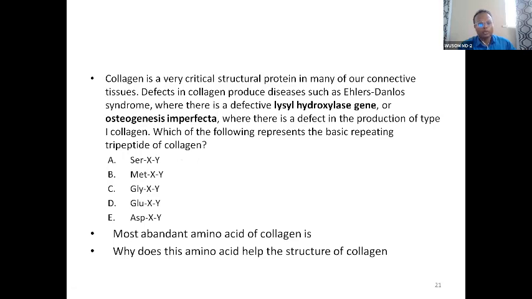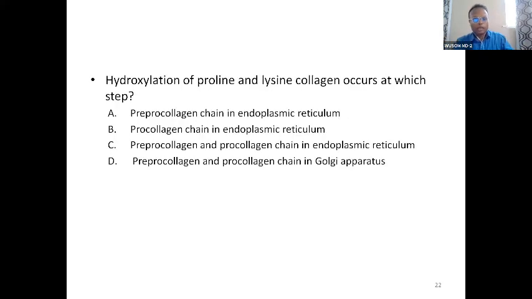Glycine is the abundant amino acid in collagen. Why does this amino acid help the structure of collagen? Because a small amino acid will help the twisting. It is very flexible, that is why it will help the sharp twist in that, and it will help other amino acids accumulate. In osteogenesis imperfecta, this glycine is replaced by a bulkier amino acid. That is why the pattern of the whole collagen molecule is destroyed.